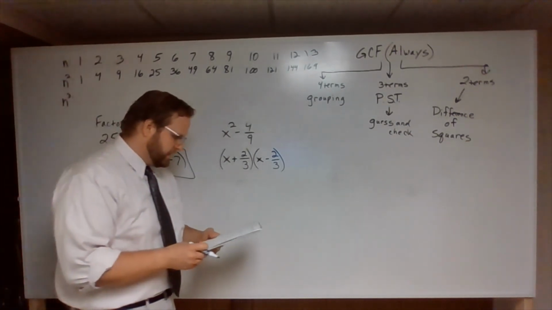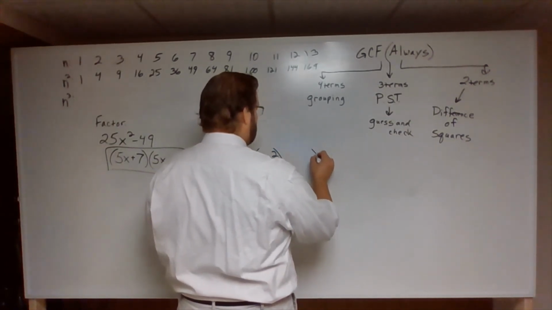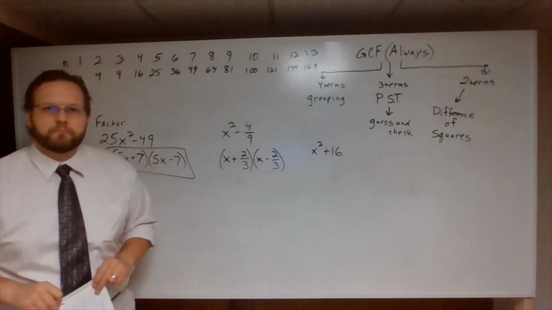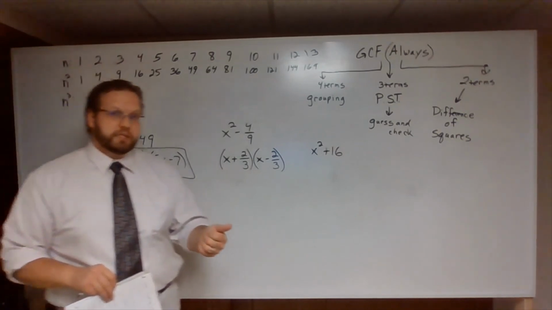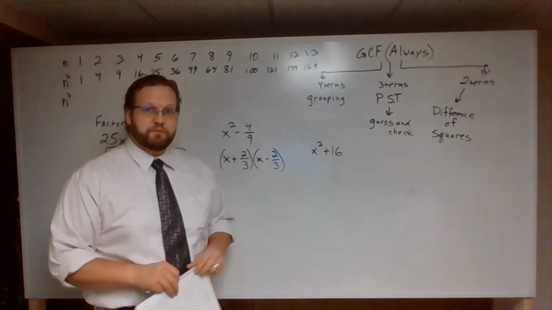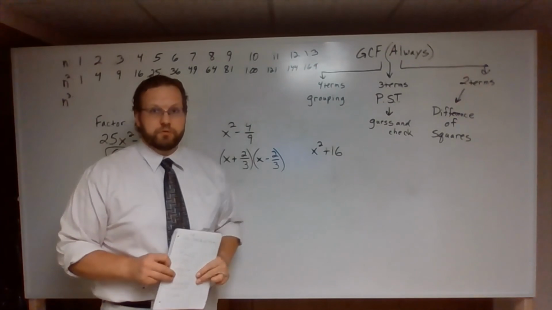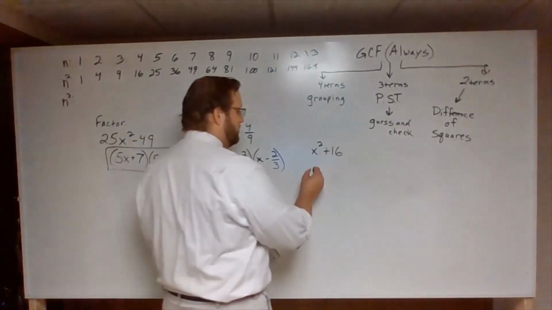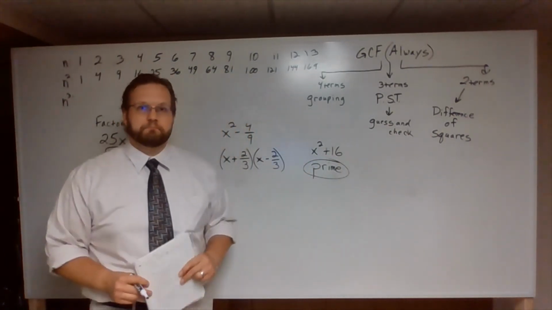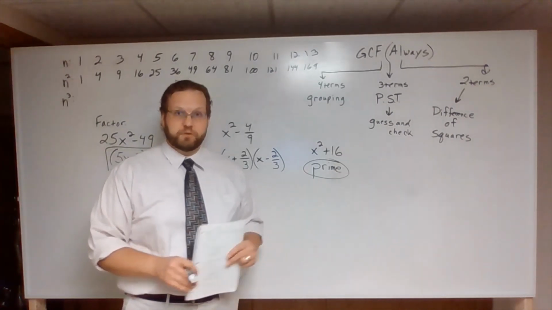How about something like this? Okay, there's no GCF. It's two terms. It's a binomial. So is it a difference of squares? Is it a difference? No. I can't factor a sum of two squares. When you see something like this, prime. That's all there is to it. Okay, again, it has to be a difference of squares, not a sum of squares.